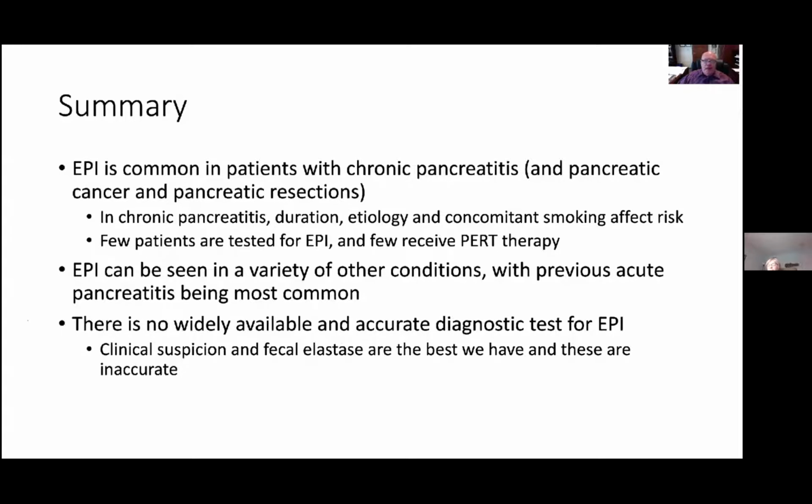Remember that it's not just chronic pancreatitis. There are a variety of other conditions, and certainly previous acute pancreatitis is becoming more commonly identified as a contributor to exocrine pancreatic insufficiency. We suffer from the lack of a widely available and accurate diagnostic test. So we have clinical suspicion and fecal elastase, but they're both quite inaccurate, unfortunately.